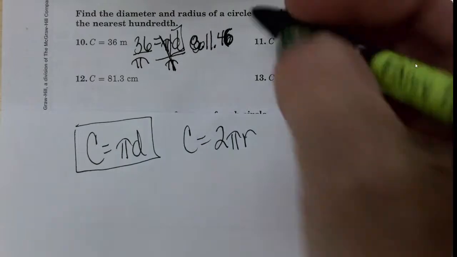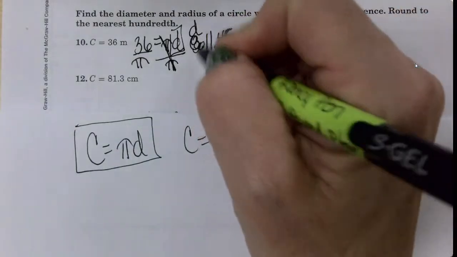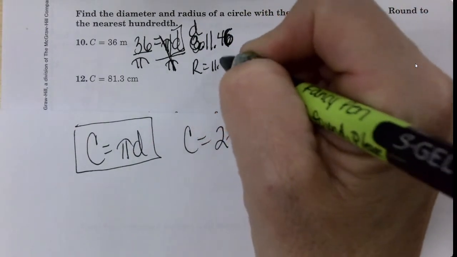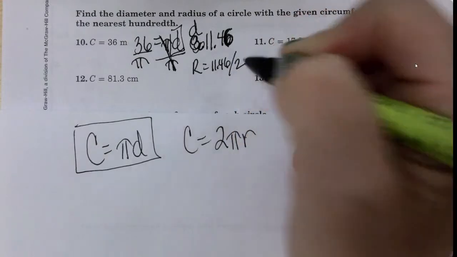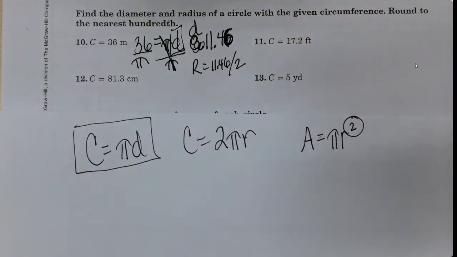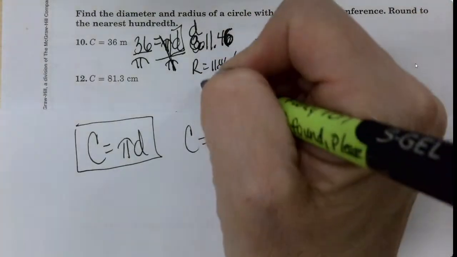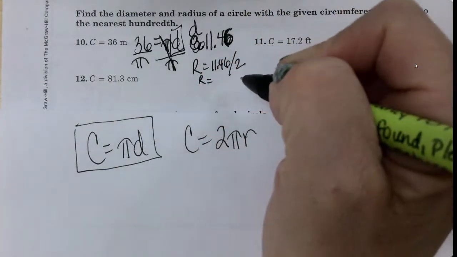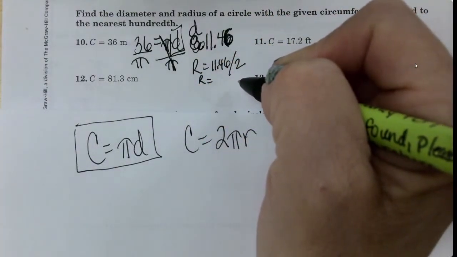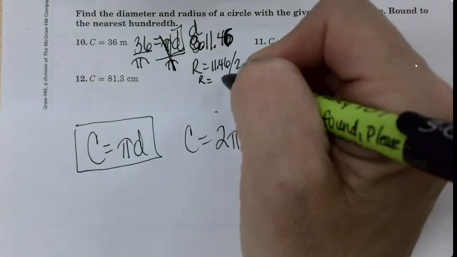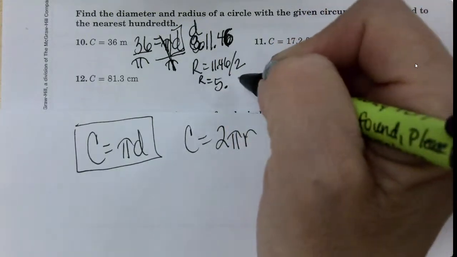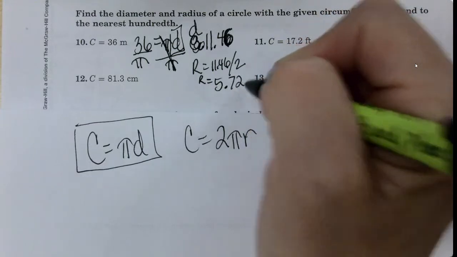Okay. Now, that's our diameter, and to find our radius, we just take that 11.46 and divide by 2. Right? So what's that going to be? 5.7. 5.72?